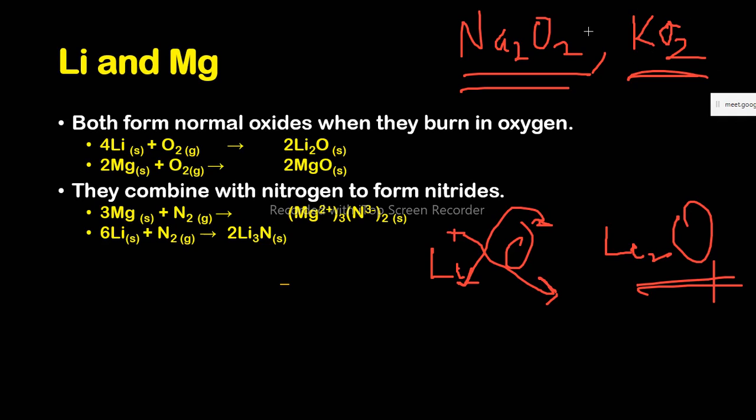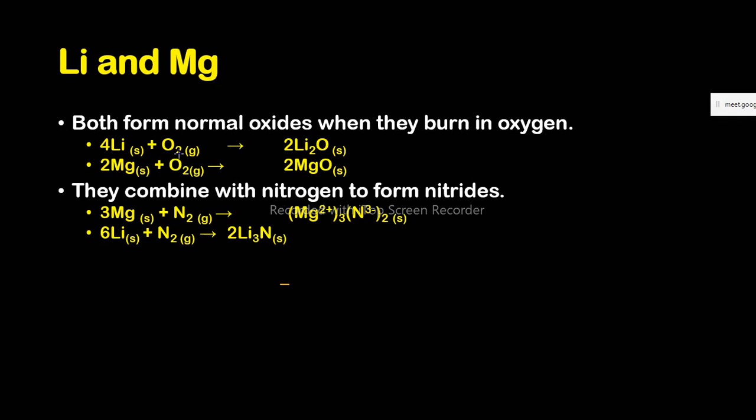So now these are abnormal. They are not as expected. Okay? They are not as expected. So they are not normal oxides. So I hope this one is explained now. So they do combine with nitrogen to form nitrides.